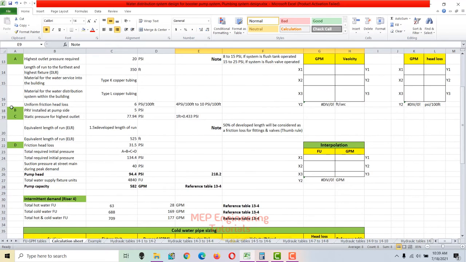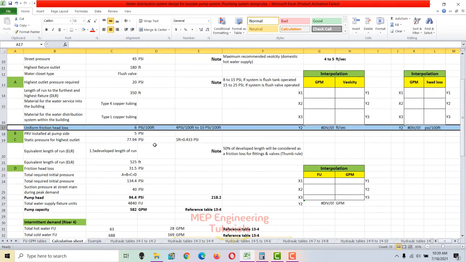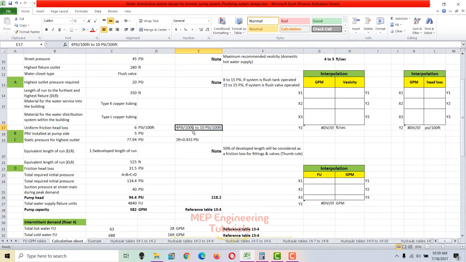So we are talking about uniform friction head loss. Normally we are taking 4 psi per 100 foot to 10 psi per 100 foot.